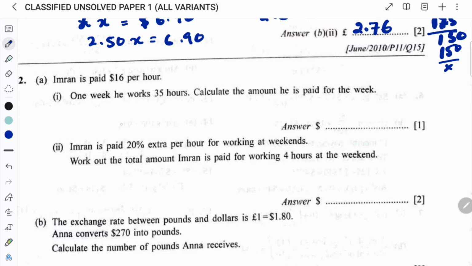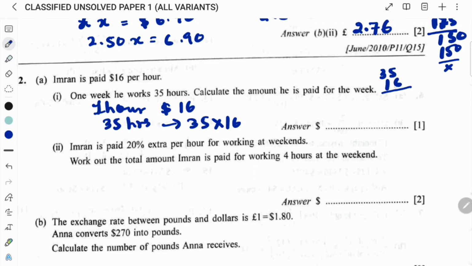So what do we do? For 1 hour $16, and then for 35 hours will be 35 times 16. So how much is 35 times 16? We'll have to do the calculations. 35 times 16. 6 5s are 30, 6 3s are 18, and 19, 20, 21, and then 35 there. You will get 0, 5 and plus 1, 6, and then 560. Okay, so that is 560, the answer in dollars for this question.